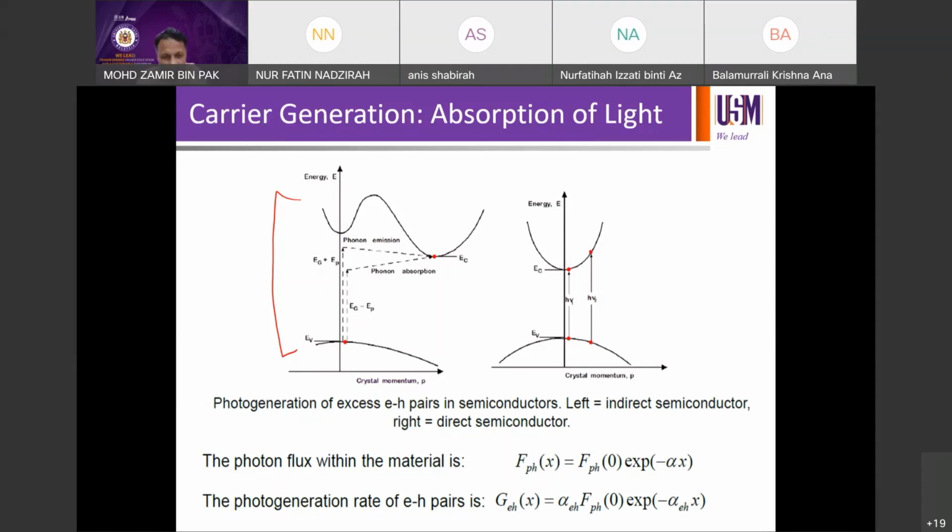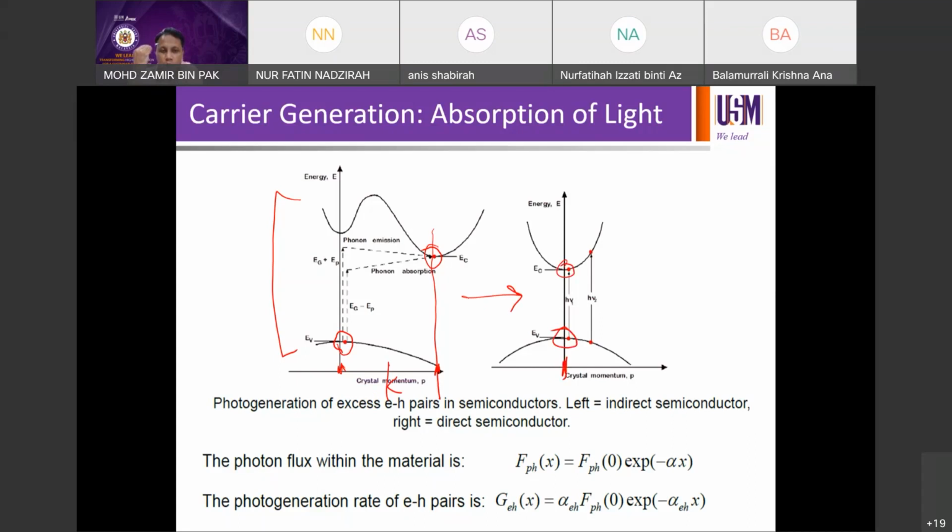So it's not aligned in terms of the local maxima of your EV and the local minima of your EC, right? The moment you don't see them at the very same value of the k crystal momentum on the x-axis, that means it is an indirect band gap semiconductor, right? Good. On the other hand, you can see on the right where your local minimum and your local maximum are aligned at the same value of the x-axis, right?